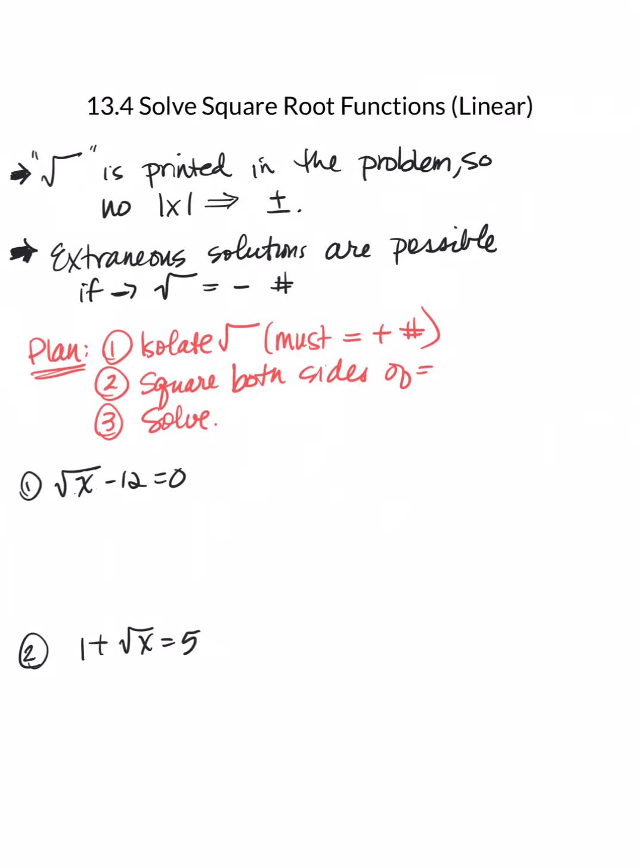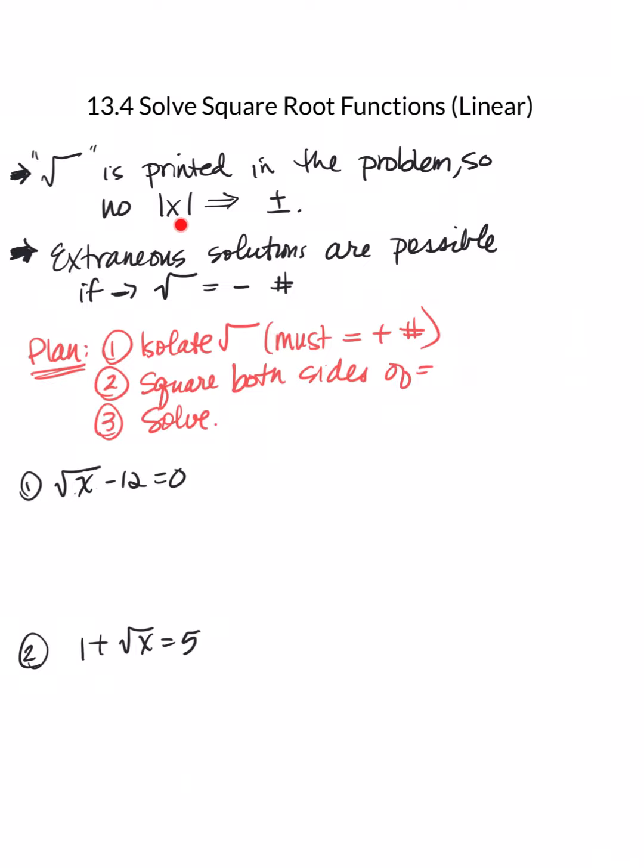In 13.4, we're going to solve square root equations, and they're going to be linear. So a couple things just to point out to you as we get going. Today's lesson, that square root is going to be already printed on the page. You are not adding it to the equation. So since it's printed in the problem, we don't have to take the absolute value. That's only when we add it to the equation.